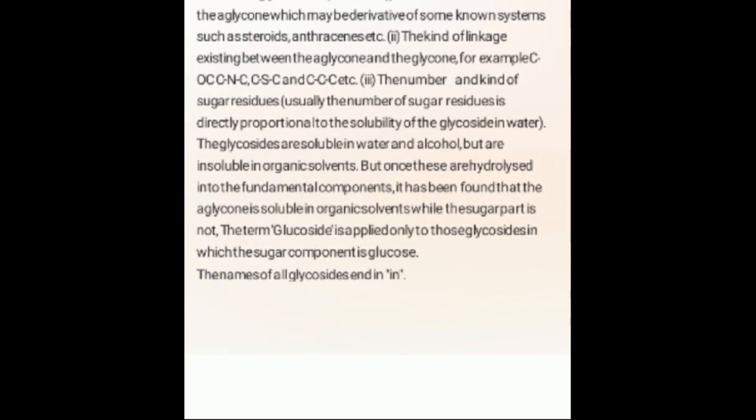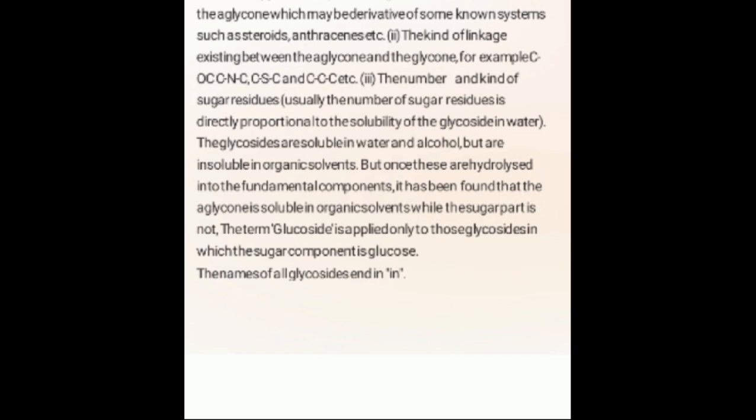The chemical nature of the glycoside totally depends upon the derivative of some systems such as steroids, and the kind of linkage between the aglycone and glycone. For example, the O-C and N-C are the linkages between the aglycone and the glycone. As we all know, the glycone is a sugar molecule, while the aglycone is a non-sugar molecule. Glucoside is applied only to those glycosides in which the sugar component is glucose. Examples of some glycosides are aloin and quinoline.